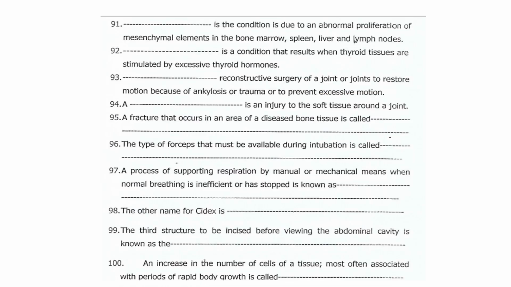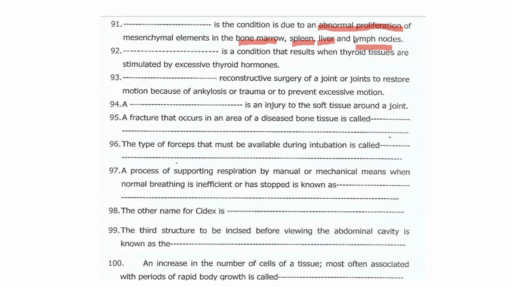We carry on. 91. We jumped some questions there. Dash is the condition due to an abnormal proliferation of mesenchyme elements in the bone marrow, spleen, liver, and lymph nodes. According to the question, this is a condition due to abnormal proliferation of the elements, especially in the bone marrow, spleen, liver, and lymph nodes. Definitely, this is called leukemia.